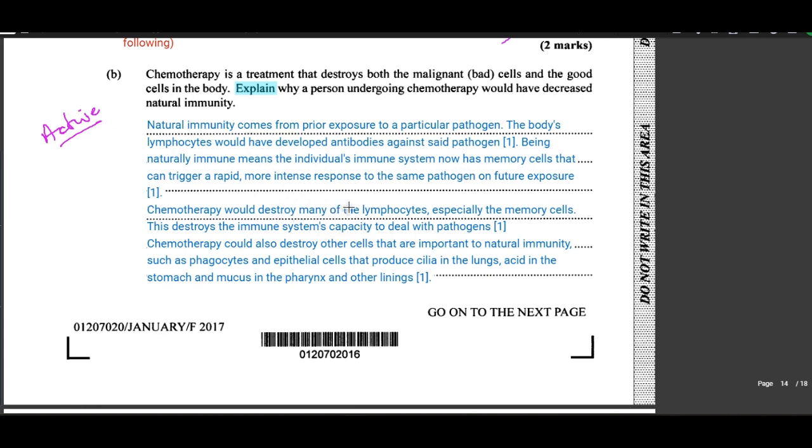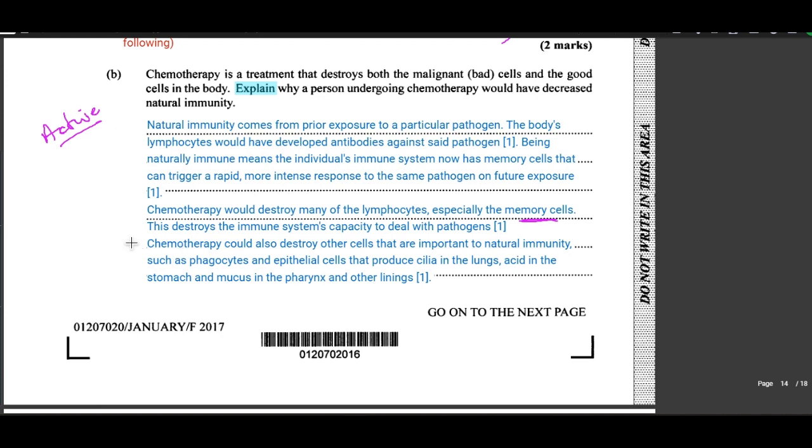So let's see what chemotherapy does. So chemotherapy would destroy many of the lymphocytes, especially your memory cells. Because remember, it's destroying both bad and good cells. And therefore, that is going to destroy the immune system's capacity to deal with pathogens. And even this part, you don't have to write all that. But yeah, you just indicate, look, chemotherapy is going to get rid of a lot of these cells. All right? And it also can destroy other cells that are important for immunity, right? Especially cells that divide regularly, often, right? So your phagocytes could be affected. Your epithelial cells that produce cilia in your lungs, they could also be affected. The acid in your stomach, the mucus, all of these could be affected.